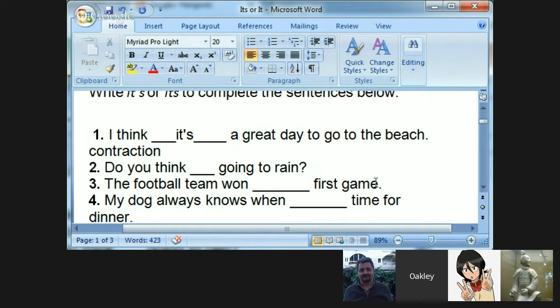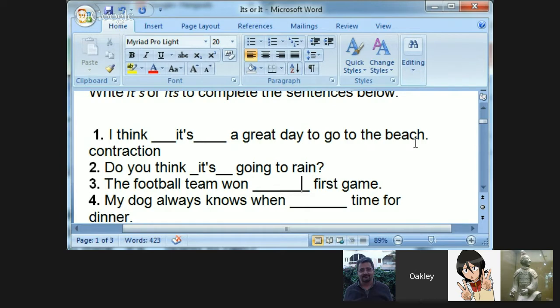Let's try it in a question form here. Kimura, can you read sentence number 2? Do you think it's going to rain? I think it is a contraction. It will be it is. And you are correct as well. Okay. This is a piece of cake for you guys.